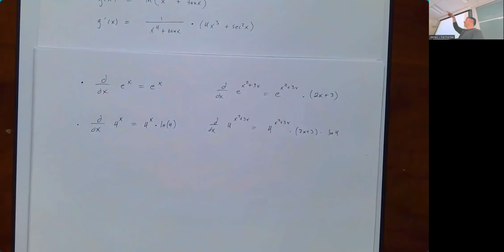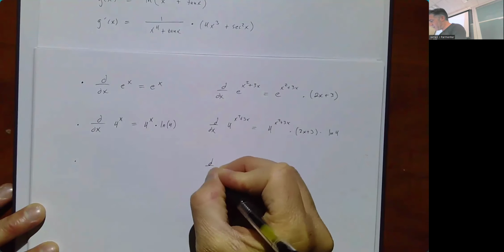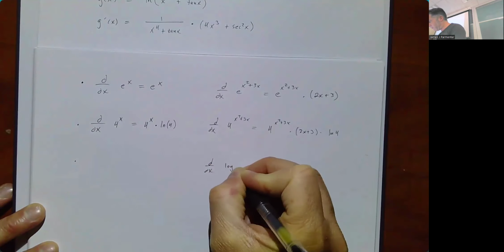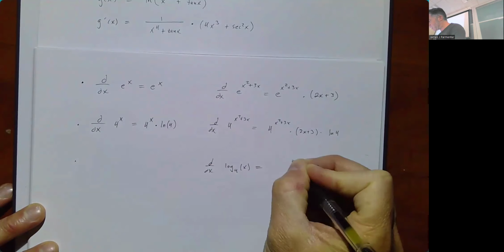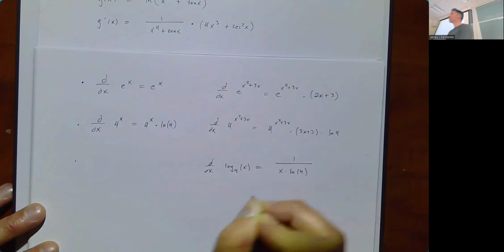If it's a log with a different base, you end up dividing by the natural log of that base. So if I was going to take, for example, the derivative of log base 4 of x, instead of being just 1 over x, it'd be 1 over x natural log of 4.